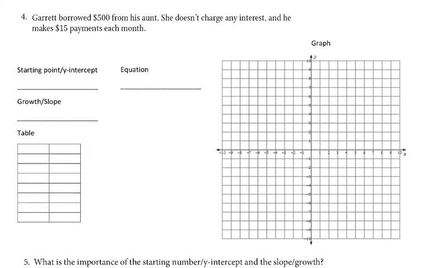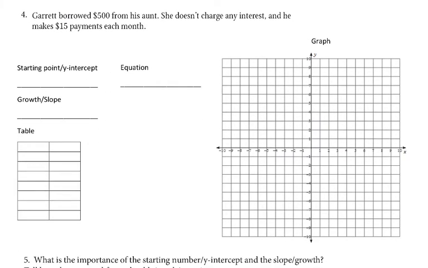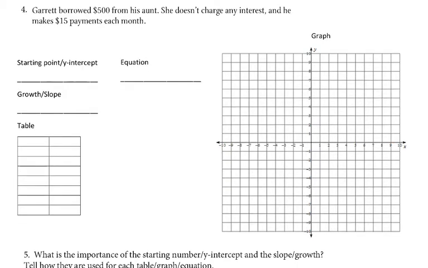Alright, number 4. Garrett borrowed $500 from his aunt. She doesn't charge any interest, and he makes $15 payments each month. So we're starting by owing $500. Okay. And let's just say we're subtracting $15 from that each month. So this would be months, or our x. Our y would then be how much he owes.